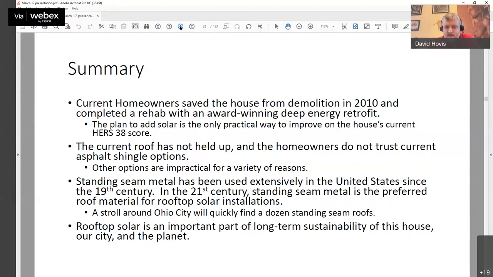And then, standing seam metal has been used extensively in the United States since the 1800s. In the 21st century, standing seam is the preferred roof material for rooftop solar installations. A stroll around Ohio City will quickly find a dozen standing seam roofs on historic and new construction properties throughout the neighborhood. It hasn't disturbed the historic character. And rooftop solar is an important part of long-term sustainability for this house, our city, and the planet. Next slide, please.